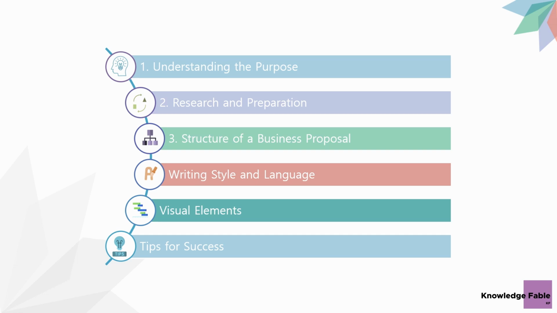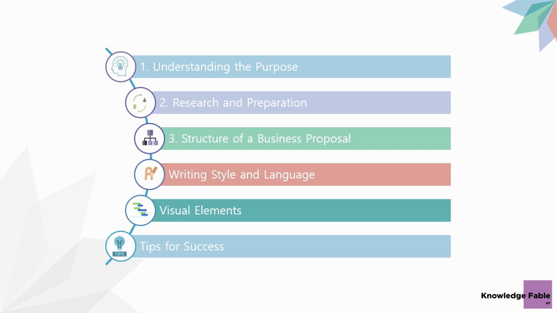Number 2. Research and preparation. Now that we know what a business proposal is, let's talk about the steps involved in writing one. The first step is thorough research and preparation. This involves understanding your target audience, their needs, and how your business can fulfill those needs. Take the time to gather relevant information and conduct market research to strengthen your proposal.